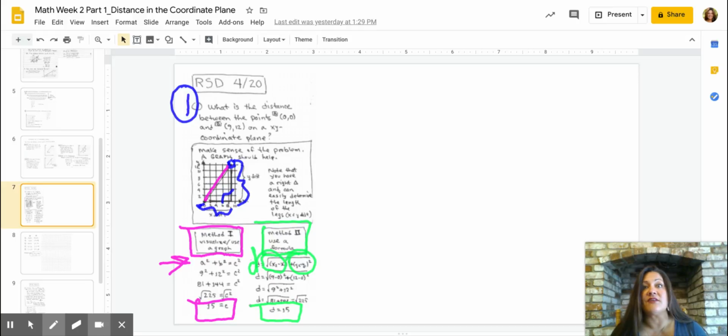So d and c are the same things. C identifies a hypotenuse. D identifies distance. They are the same thing. Okay, so let's do our own.